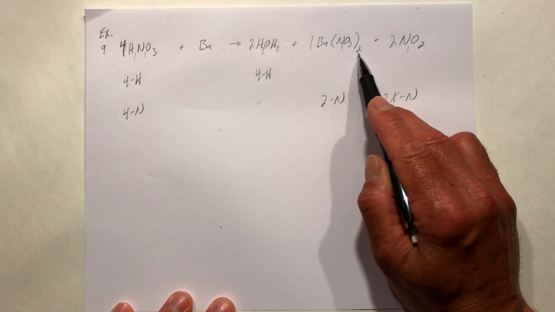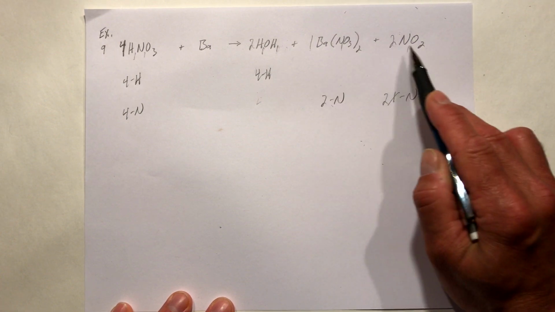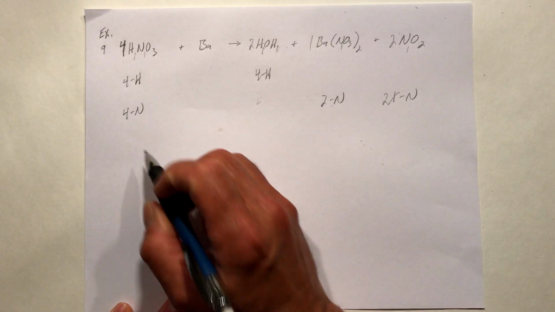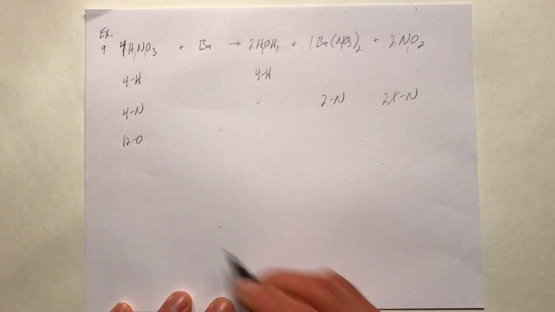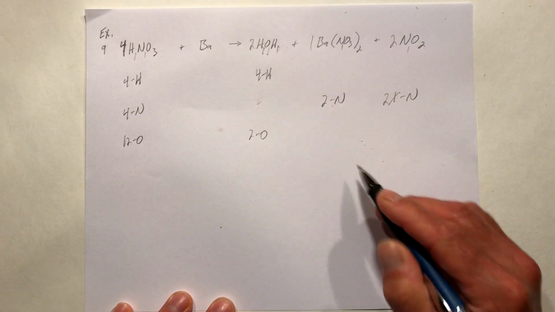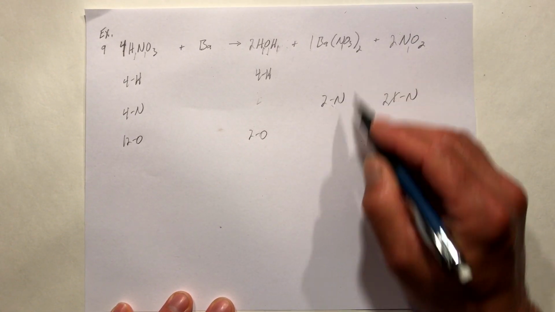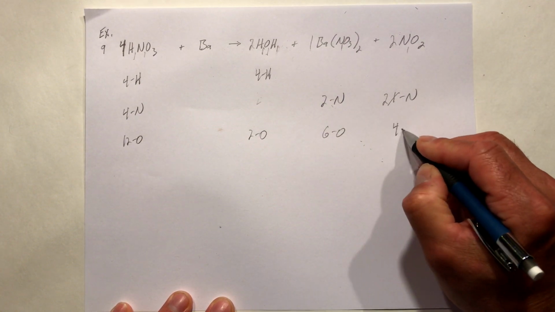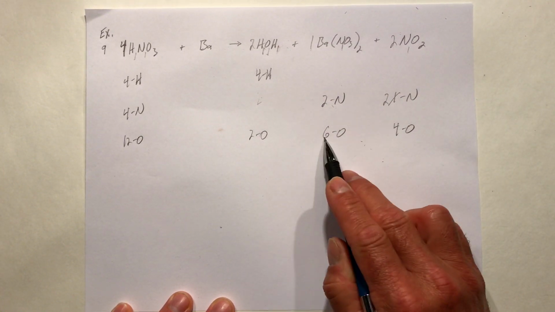All right, 1 times 2 is 2. 2 times 1 is 2 N's. 2 times 1 is 2 N's. That's 4 N's. All right, 4 times 3 is 12 O's. 2 times 1 is 2 O's. 1 times 2 is 2. 2 times 3 is 6 O's. 2 times 2 is 4 O's. So 2 and 6 is 8.